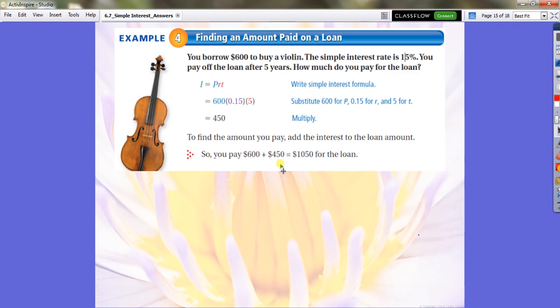So notice the interest rate is much higher when you borrow money because this is how banks, credit card companies, and all of those places that loan money make money. So you pay off the loan after 5 years, so how much do you pay for the loan?